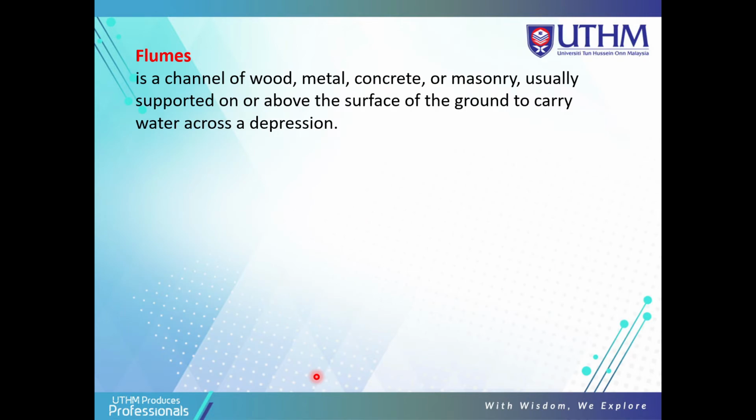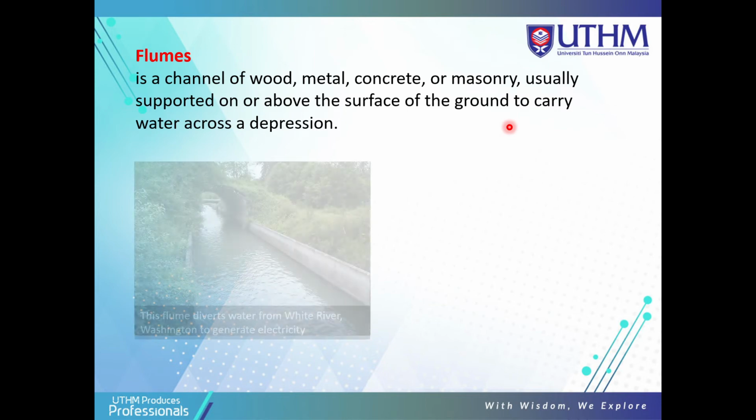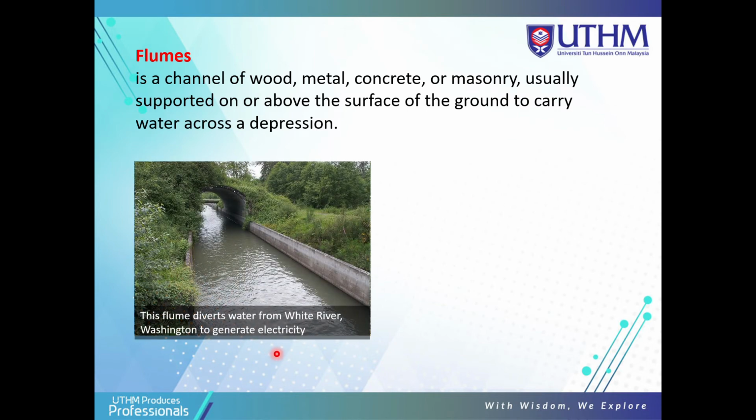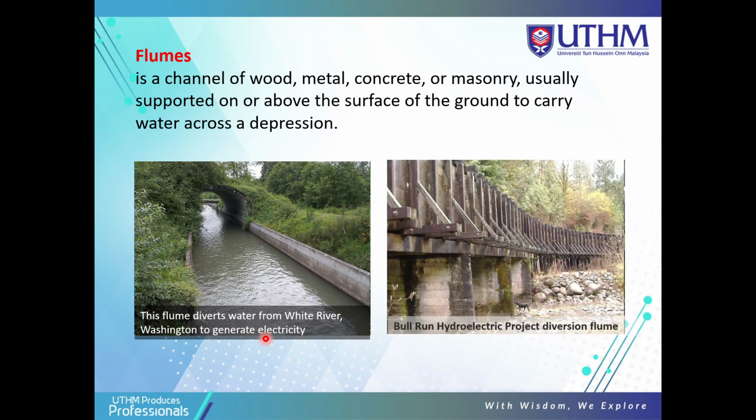Flumes are channels of wood, metal, concrete, or masonry, usually supported on or above the surface of the ground to carry water across a depression. This flume diverts water from White River, Washington to generate electricity. So this is an example of flumes. And the Bull Run hydroelectric project diversion flume here.